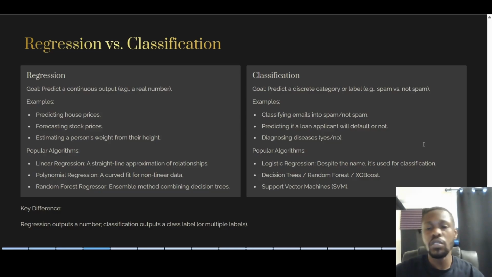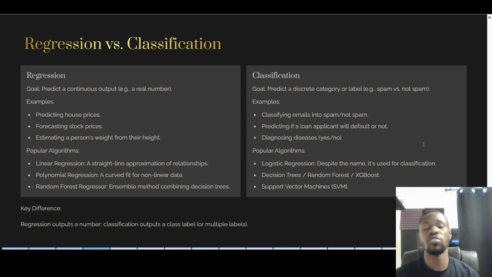And so we use different algorithms depending on whether the outcome requires a regression model versus a classification model. And so some popular algorithms would be linear regression, which is where we use a straight line approximation of the relationships.